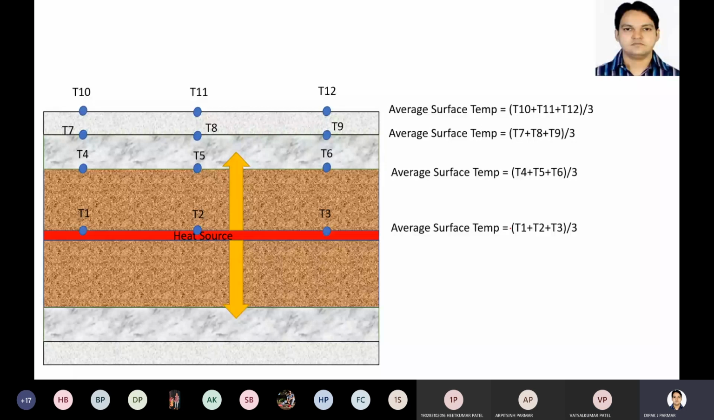So we have a heat source over here. This is my heat source, and suppose we have taken a value of 400 watt. So this heat is given over here, and it is transferred in this direction. We have done the calculation for this particular part only. Same way, heat is transferred in this direction.